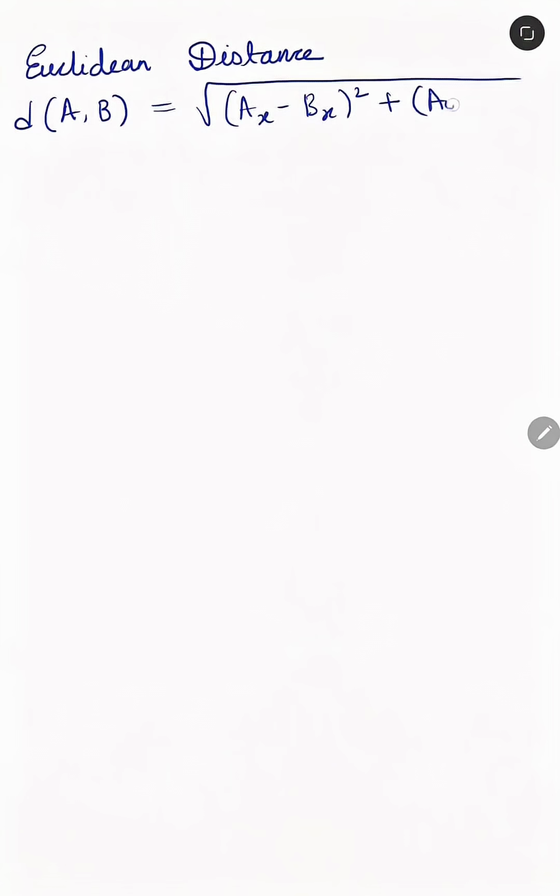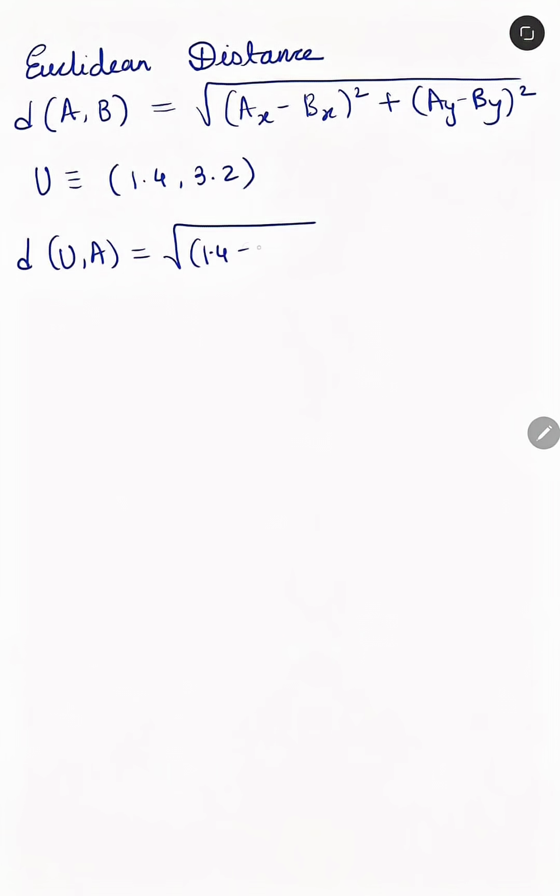So for that we'll first calculate the Euclidean distance. Now the formula for Euclidean distance between points A and B is to take the difference of the x coordinates of both the points and square them, the y coordinates and square them, and take the square root. So let's call the unknown point 1.4, 3.2, let's call it u. Now the distance of u from the sample A is 1.4 minus 0.2 squared plus 3.2 minus 3.5 squared. So these are based on the measurements that we had already taken.